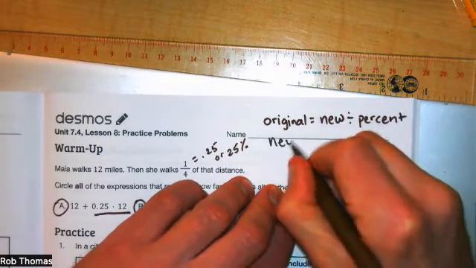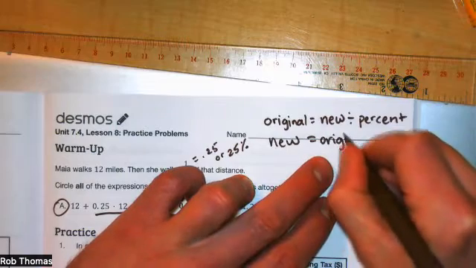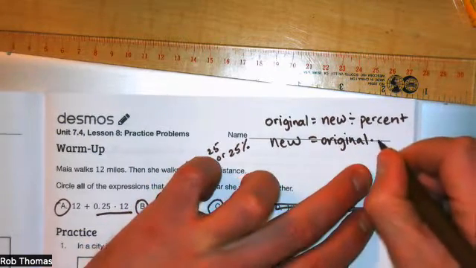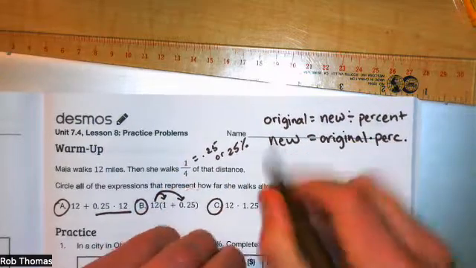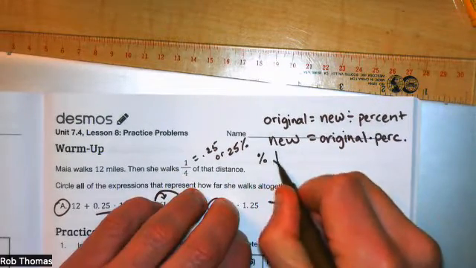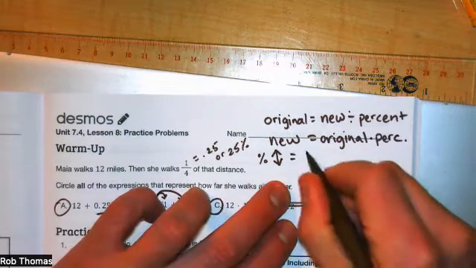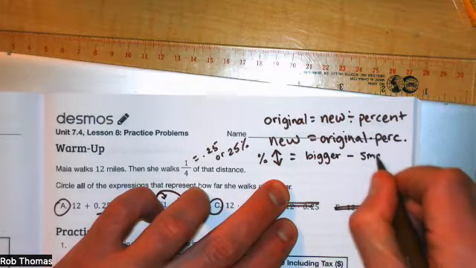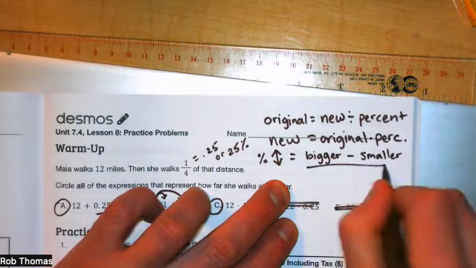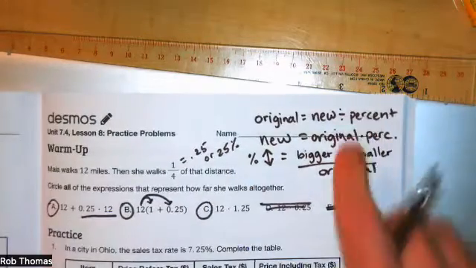If you need the new value, then you should be doing original times percent. I'm going to abbreviate that because I ran out of space. And then if you need the percent increase or decrease, which I'll just make an arrow there for that, that's bigger number minus smaller number, all divided by the original. So let's see if we can use these on some of these questions here.